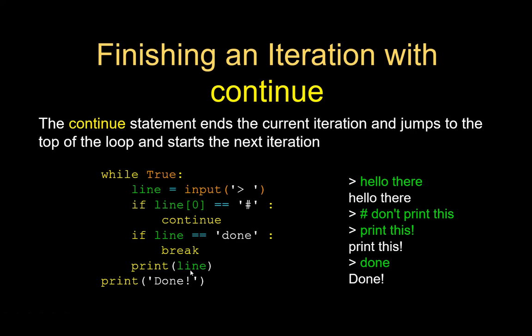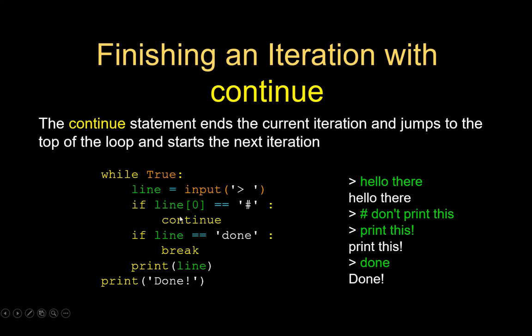The next line is "pound don't print this", and because the first character is the pound sign, it will match this statement and it will continue, so it doesn't print anything and it goes back to the top of the loop. So in this example we don't have any output here. The next line is going to be "print this".